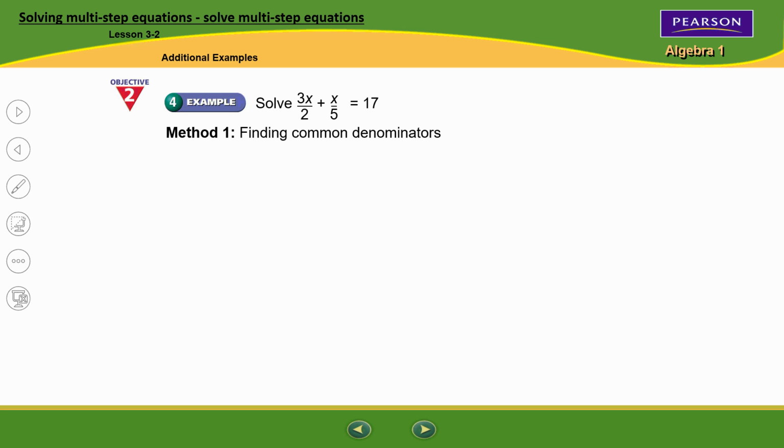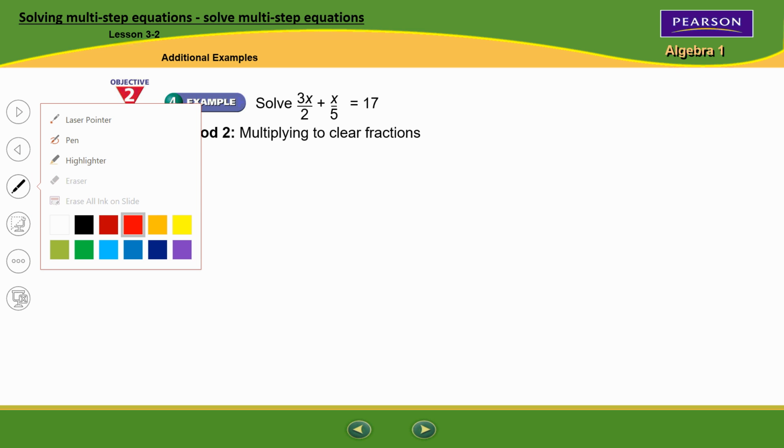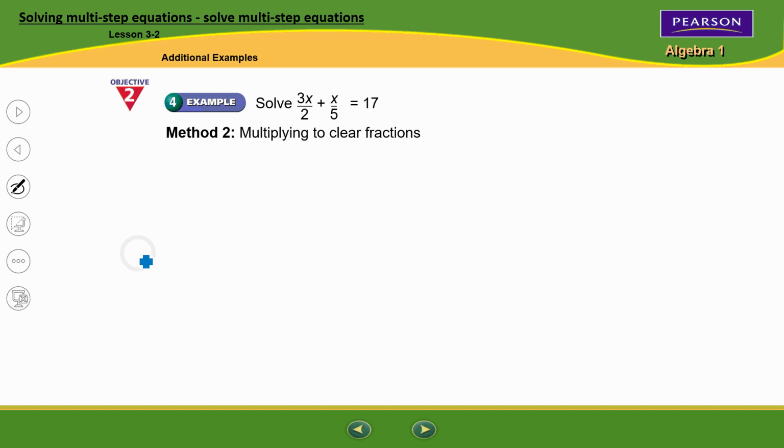So method 1 is finding common denominators. This one looks a little scary to a lot of people. To be honest with you, it's not that scary. If I look on the left, I've got 2 different terms. Got to re-grab my pen here. There we go. Pen tool is working. So I've got my pen tool up, so we're back in business. The good news is both of these terms have a variable in them. That means at some point we should be able to combine them.